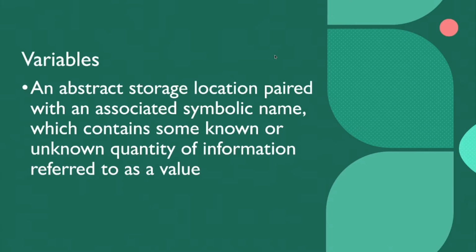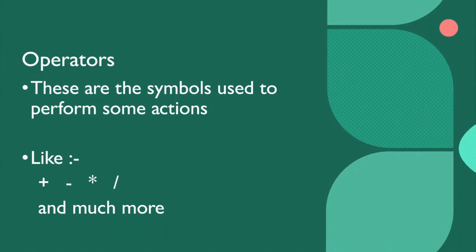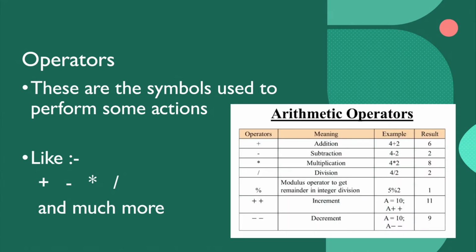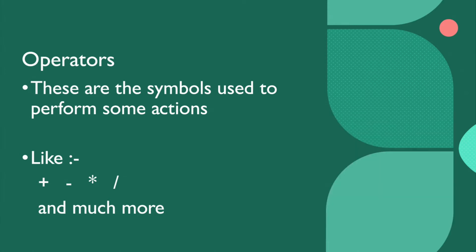So the next one is operators. Simply, we can say that operators are symbols used to perform some actions on variables. For example, as you can see on your screen, these are operators. So let's move to the next one, which is expression.